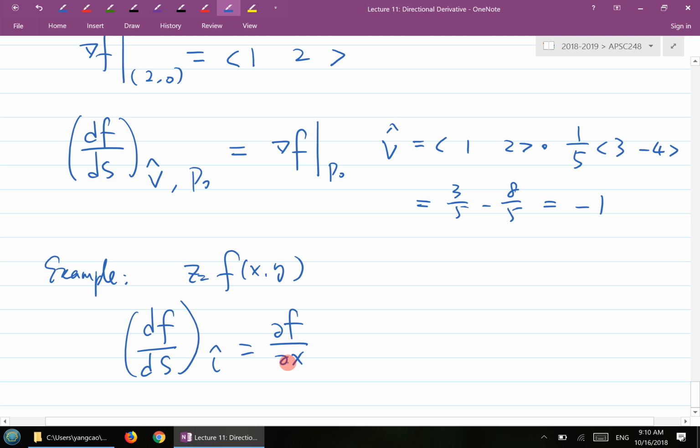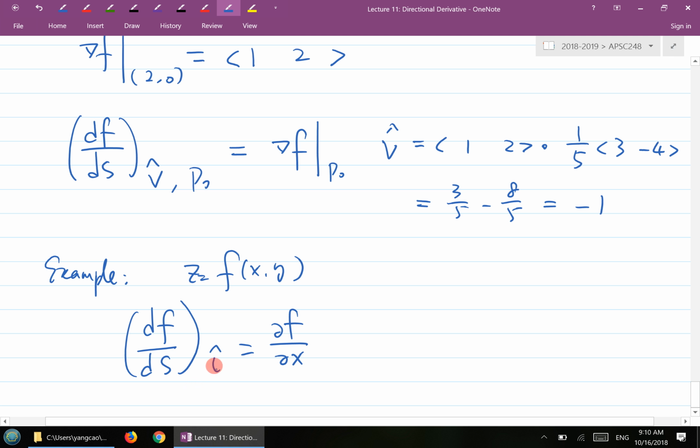Yes? I don't really understand that notation. So df over ds, what exactly does it mean? So this means what is the directional derivative for the function f in the i hat direction? I hat is the u hat, right? It's the positive displacement direction.